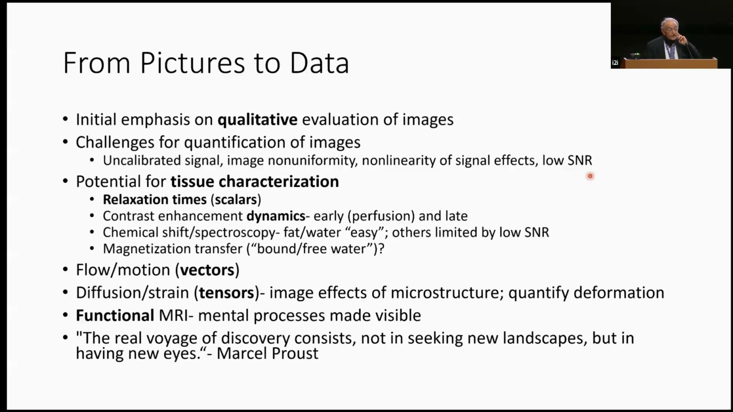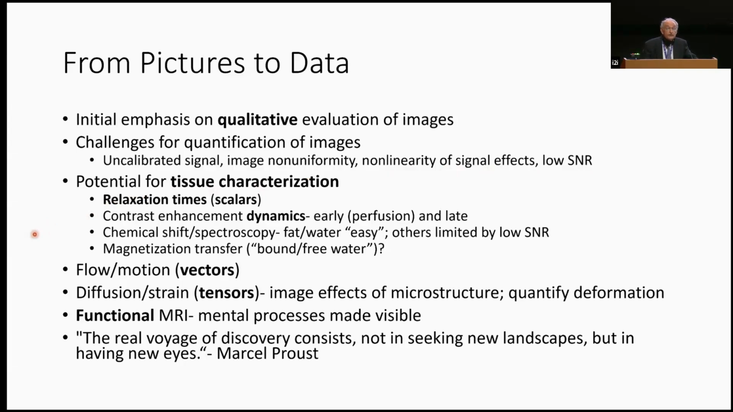But there's still a lot of potential for trying to do that. We can address all these issues. A lot of recent attention has been paid to measuring relaxation times, not just taking advantage of their effects on the image. So these are simple scalar numbers you can derive. What is a T1 and a T2? And does that change in some characteristic way that reflects the disease?